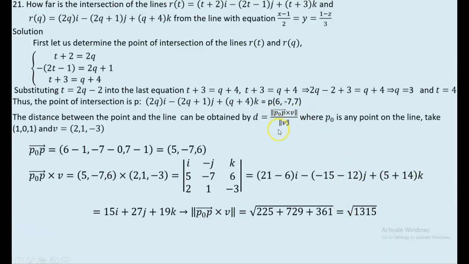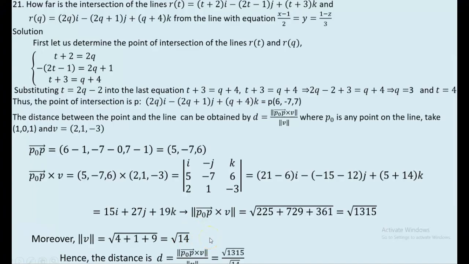Now you have to determine also the denominator, that is the norm of v. The norm of v is the norm of this vector. So 4 plus 1 plus 9 is going to be taken, and this makes radical 14. So the distance between the point of intersection and the plane is going to be radical 1315 divided by radical 14, students. It is in this way that you can obtain it.